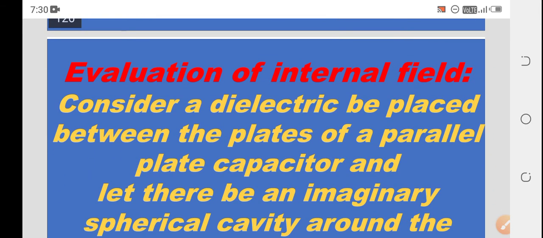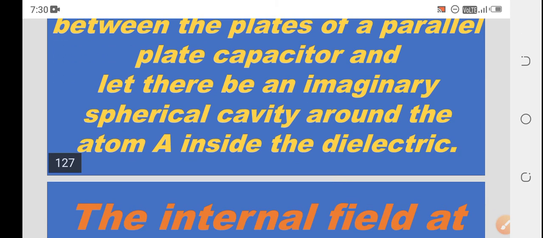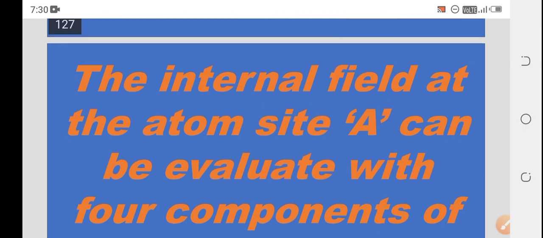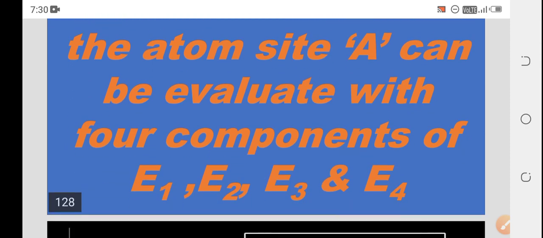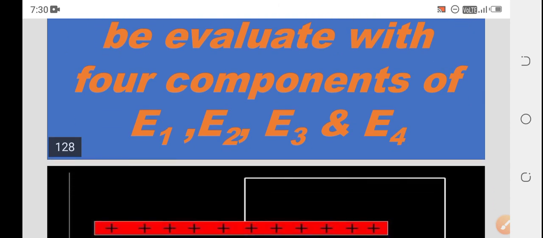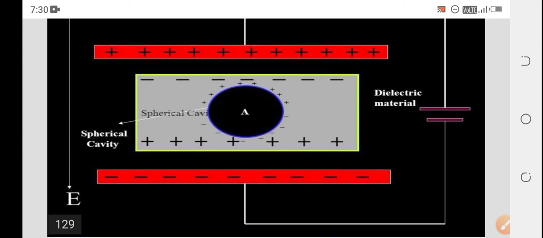Evaluation of the internal field: consider a dielectric placed between the plates of a parallel plate capacitor, and let there be an imaginary spherical cavity around the atom A inside the dielectric. The internal field at the atom site A can be evaluated with the four components of the field E1, E2, E3, E4. So this is the figure of the internal field. We have the positive charge above and the negative charge below.